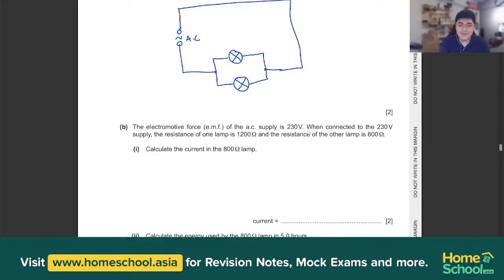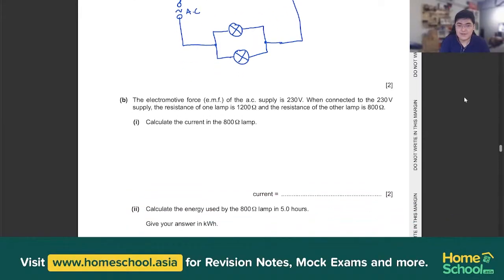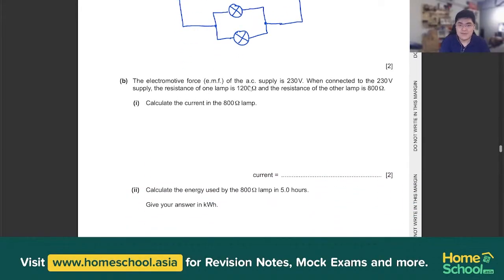Now let's move on with part B. The EMF of an AC supply is 230 volts. We connect this to the supply. The resistance of one lamp is 1200 ohms, and the resistance of the other lamp is 800 ohms. So we have to calculate the current in the 800 ohm lamp.